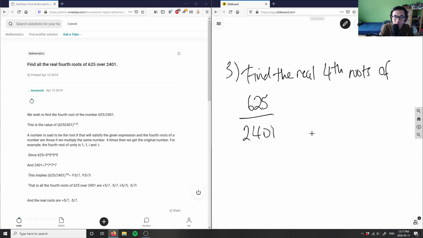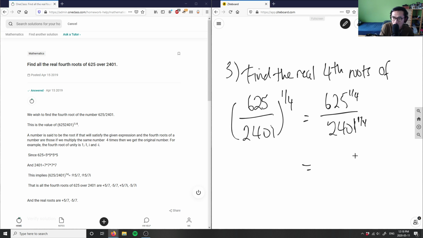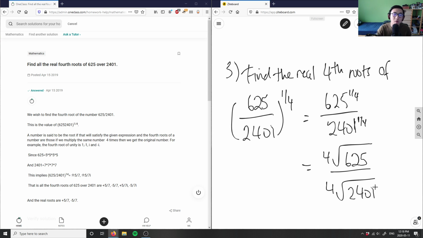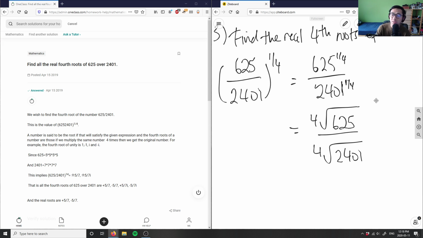So basically, I can think of this entire fraction to the power of 1/4, which simplifies to 625 to the 1/4 over 2401 to the 1/4. Or you can say it's the fourth root of 625 divided by the fourth root of 2401. These are notations you should be familiar with, in terms of a fraction with an exponent changed to a square root or some type of nth root.